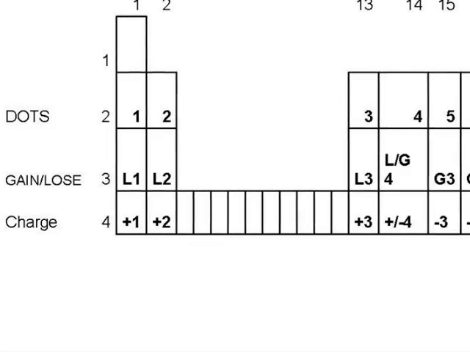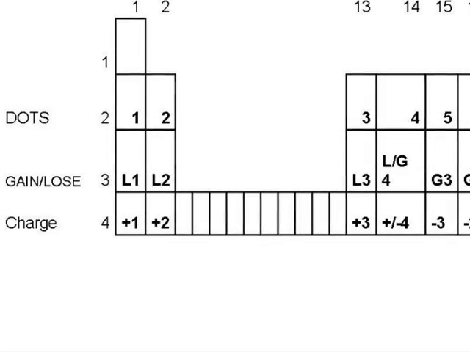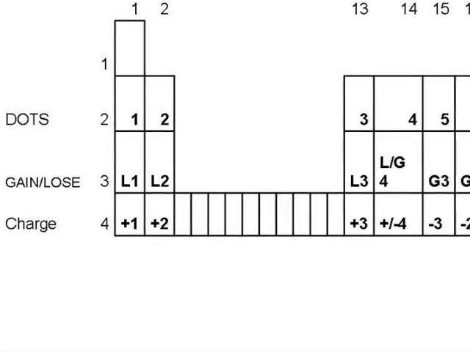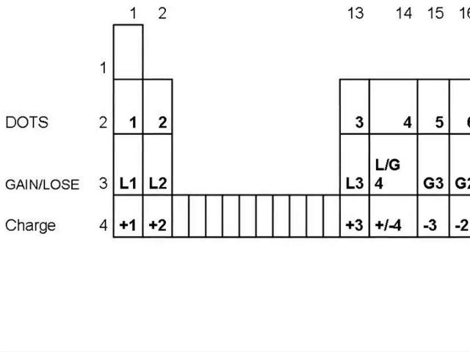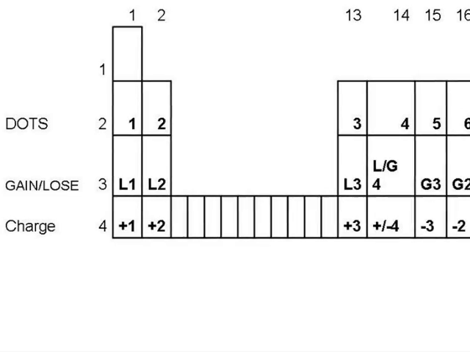All right. Then the dot pattern is shown. 1 dot, 2 dots, 3 dots, etc. 4, 5, 6, 7, 8. The one exception to that is helium. And then L and G stands for lose or gain.